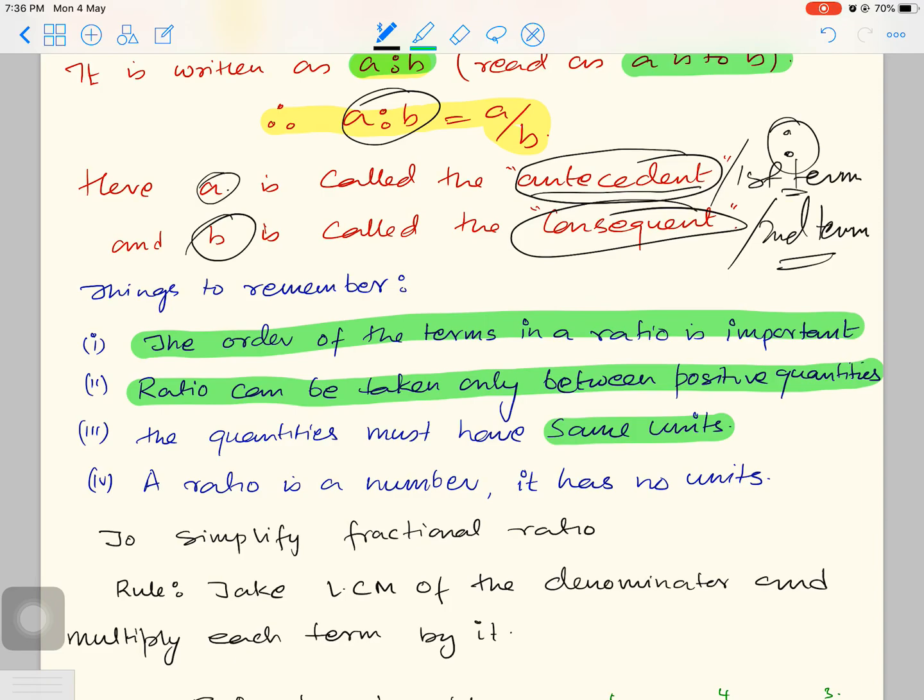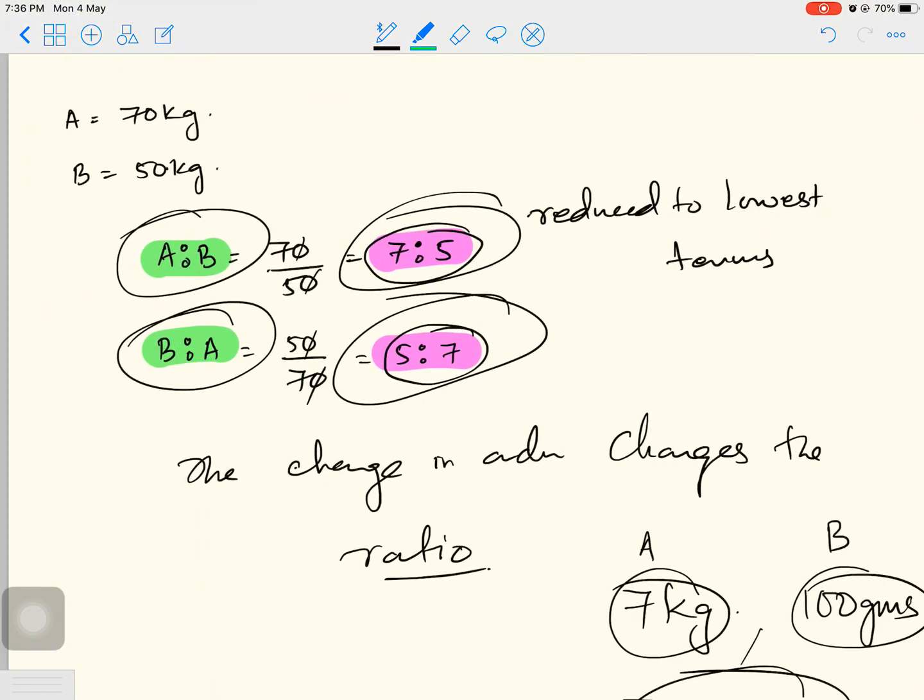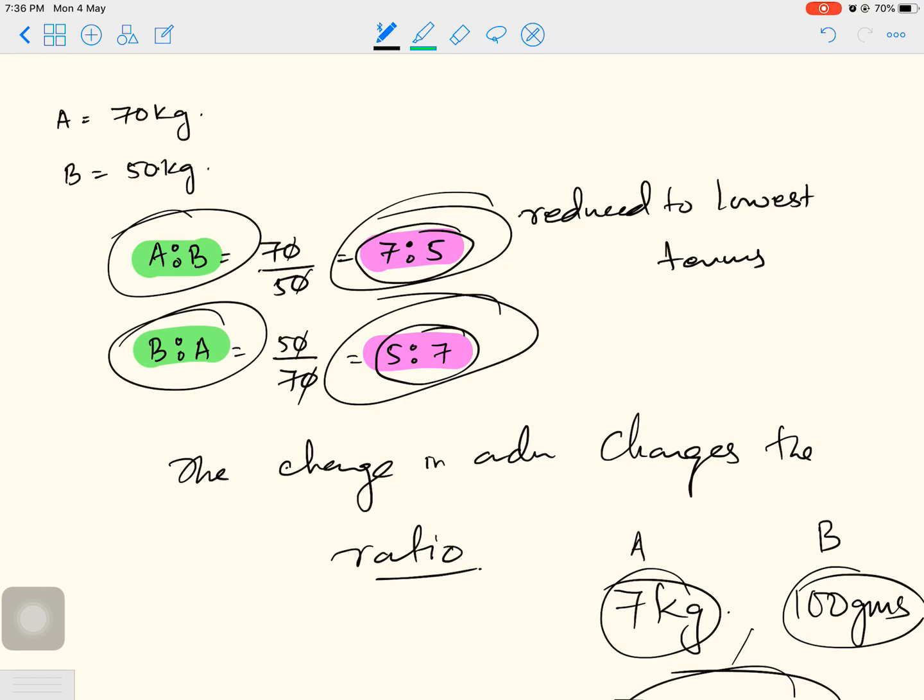Now let's come to the third one. Have you understood till there? Okay, if you have understood, we'll go to the next one. A ratio is a number and it has no units. Remember, absolutely. Why? Just check it out here itself, because both are kg here, and kg also gets cancelled, so simply 7:5.